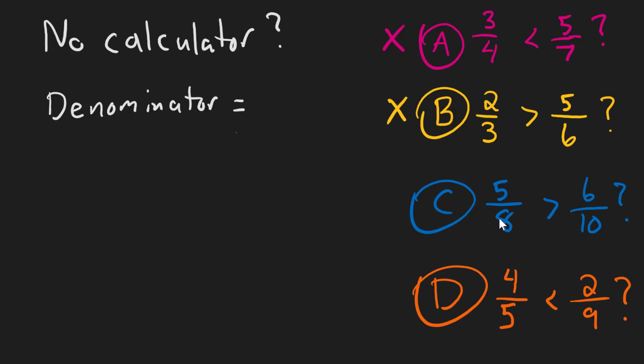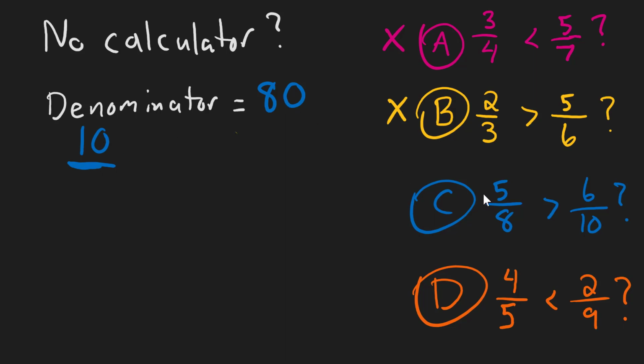Well, once again, we need the denominators to be the same. So what is our common denominator going to be? Well, 8 times 10 is 80, so we'll go with that. So we'll need to restate 5/8 into 80ths. And how do we do that? Well, we say 8 times what number is equal to 80? Well, 8 times 10 is equal to 80.